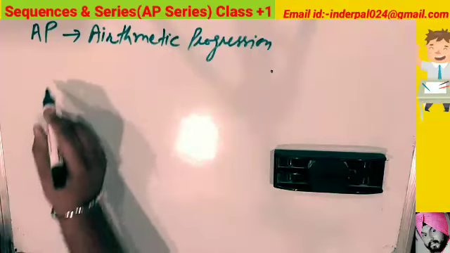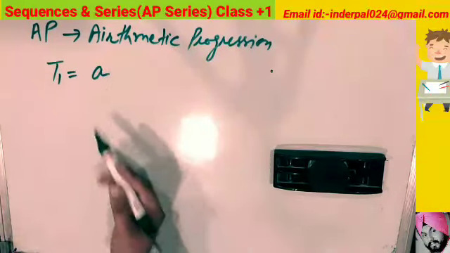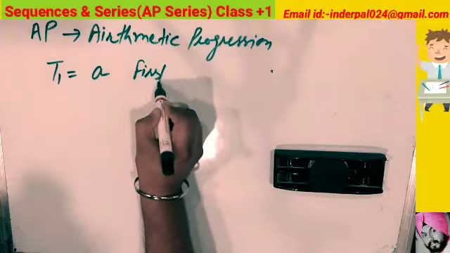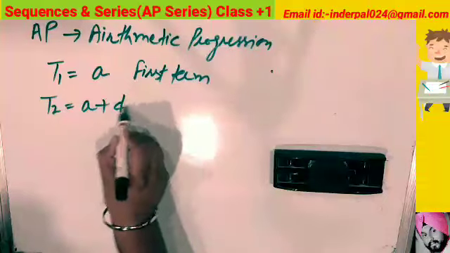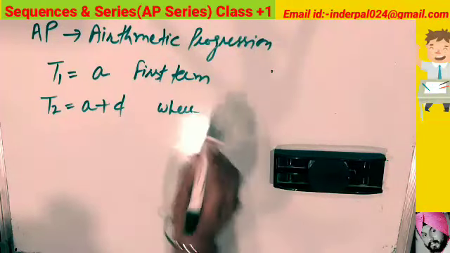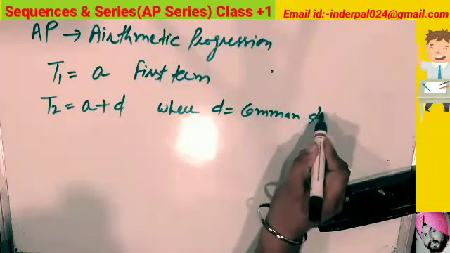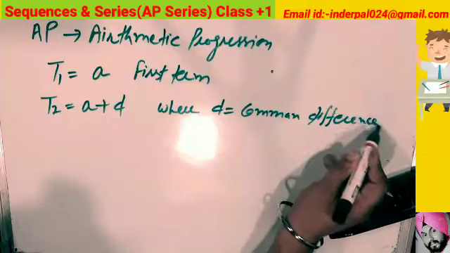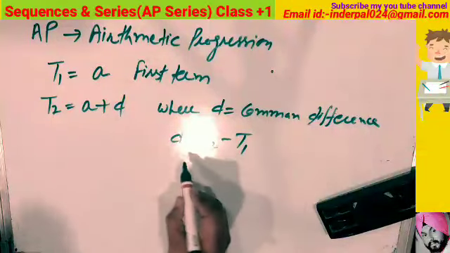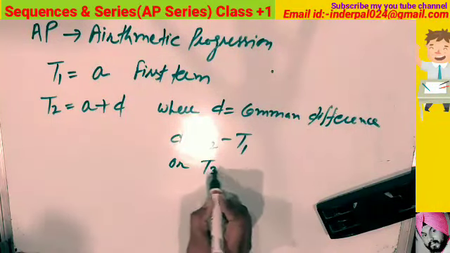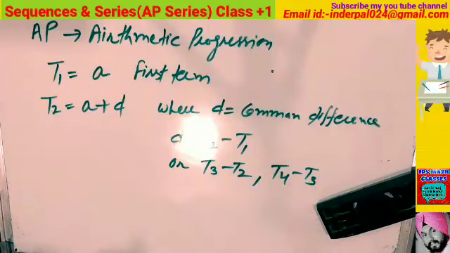First of all, here the formulas: T1 is equal to A, the first term. Second term T2 is A plus D, where D is the common difference. The formula to find D, the common difference, is T2 minus T1, or T3 minus T2, T4 minus T3.